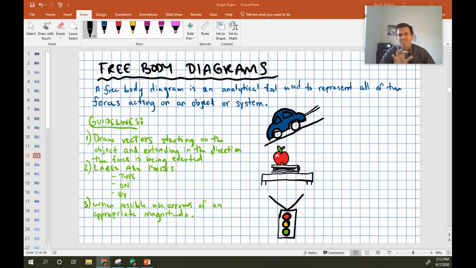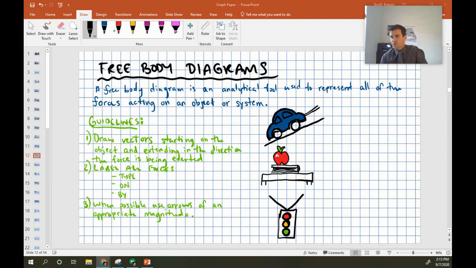And then finally, and this last one's definitely more of a guideline, the other ones are closer to being rules. But when possible, we're going to try and draw arrows with appropriate relative magnitudes. So if it should be a big force, we should draw a big arrow. If we know it's kind of a small force relative to the others, we would draw a small arrow. And then if the object's not supposed to be moving, we want to try and have all of the arrows add up to 0. But we'll do that as we go through here.